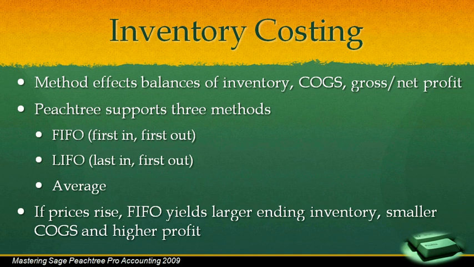Now, if you talk to anybody in accounting, they will tell you that there are probably pros and cons either way. But the fact is that if prices rise, so if your inventory is costing you more to purchase, then first in, first out is going to yield larger ending inventory, smaller cost of goods sold, and a higher profit. If you think about that a little bit, it makes sense because you bought them initially cheaper and you sold those cheaper items first. Of course, the opposite would be true if you used last in, first out. And averaging just averages everything across the board. Again, this is probably something that you want to speak to an accountant about if you're not sure which costing method you want to use.